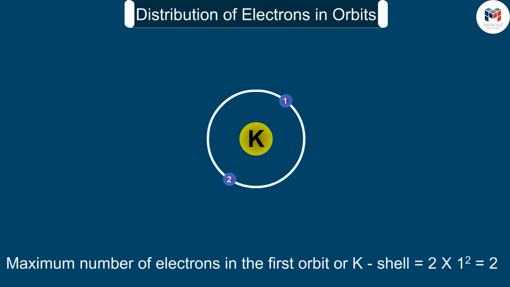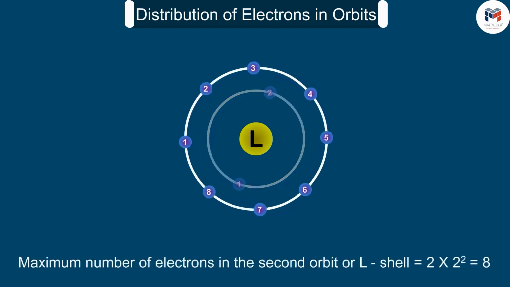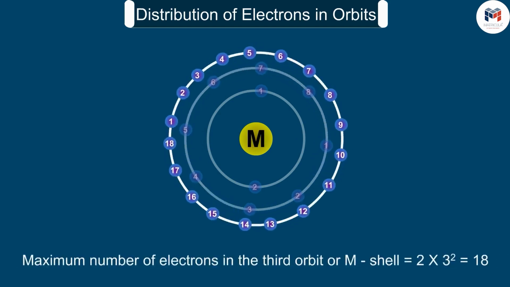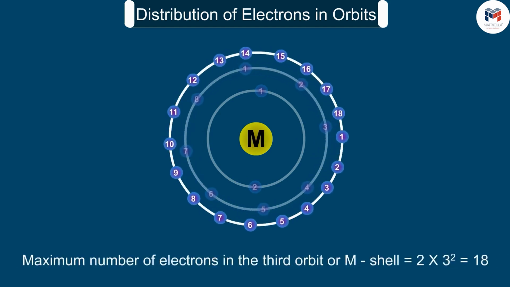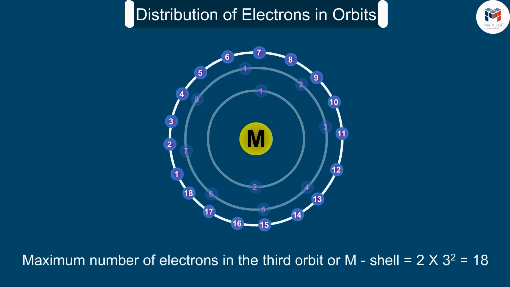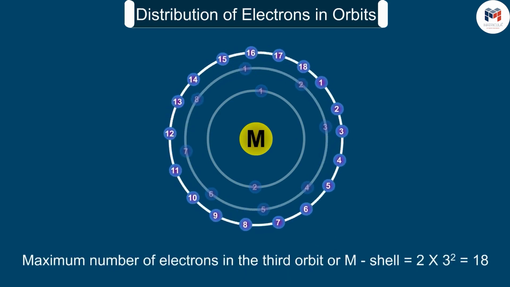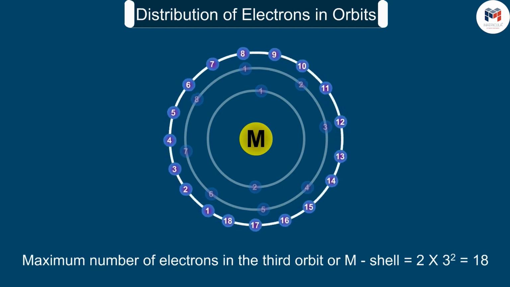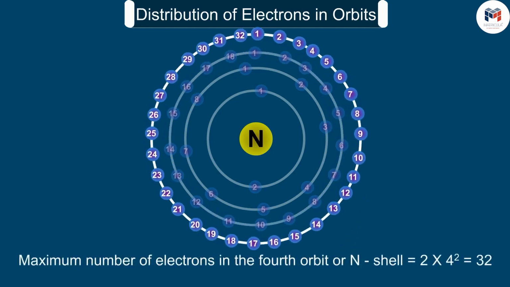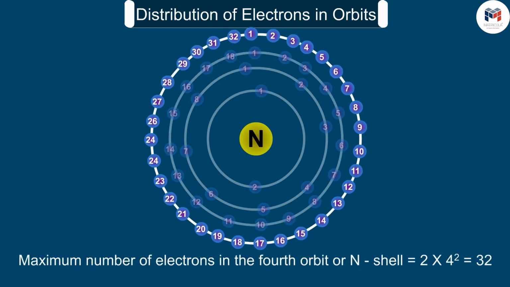that is 2. In the second orbit or L shell is equal to 2 into 2 square, that is 8. The third orbit or M shell is equal to 2 into 3 square, that is 18. The fourth orbit or N shell is equal to 2 into 4 square, that is 32.